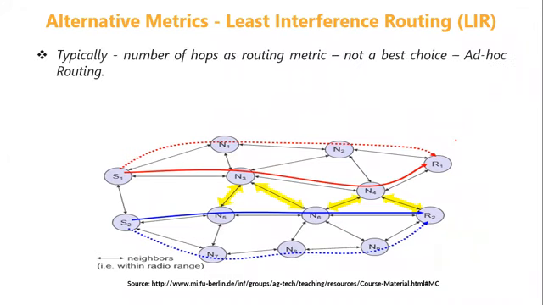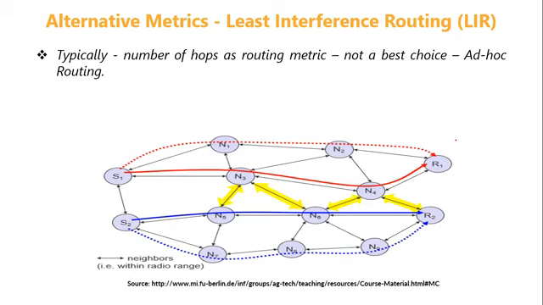Now let us discuss another algorithm, which is using some other metrics. In generic terms, this algorithm is called alternative metrics, and specifically, this algorithm is called least interference routing.